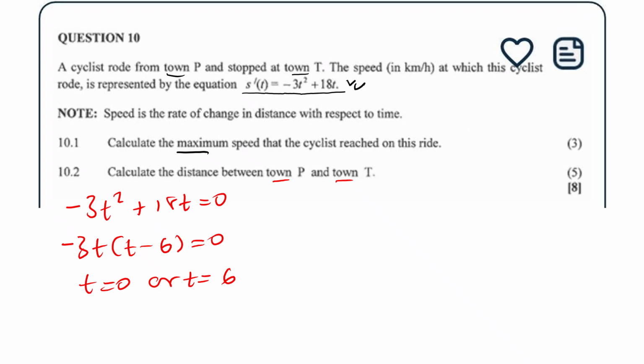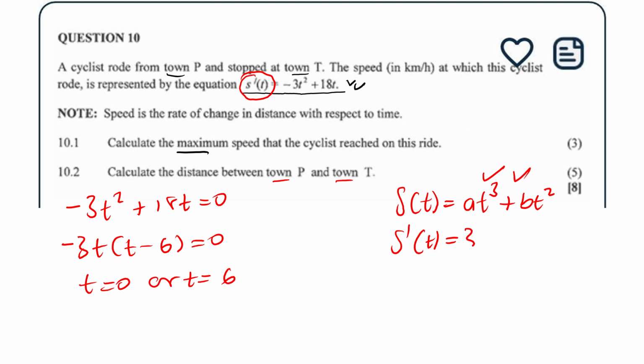Very good. Therefore, now this is the derivative equation, right? But the standard one, the cubic one, right? S of t will be equal to what? a t to the power 3, this is the cubic one, plus b t to the power 2. Right? And therefore, if we differentiate this standard cubic equation, it is going to give us 3a t squared plus 2bt.